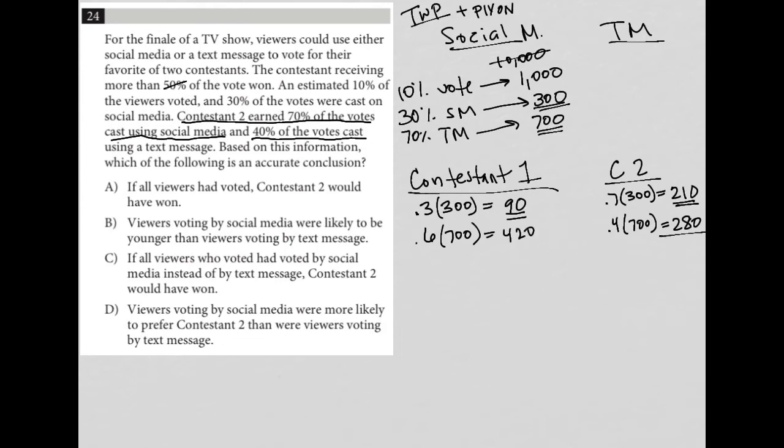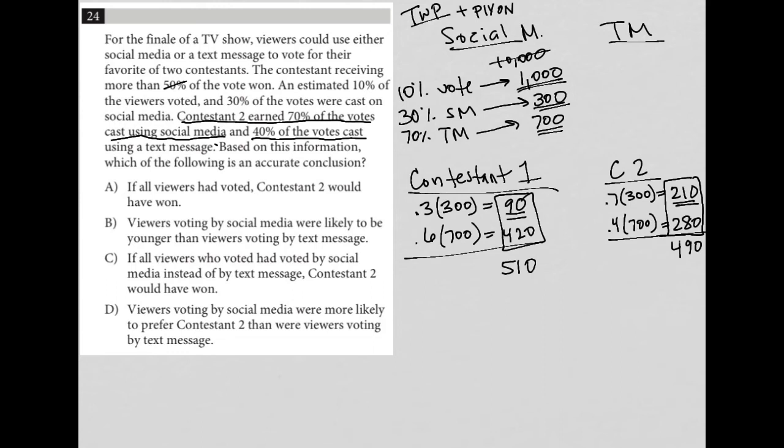So altogether, contestant 1 received 490 votes, right? Just adding these votes up. And contestant 2 received the remaining 510 votes. Again, it makes sense because 510 plus 490 is actually the 1,000 votes that we cared about. So here are real numbers now. So then the question goes on to say, based on this information, which of the following is an accurate conclusion? Well, we know for sure contestant 1 won, but there's some details here.